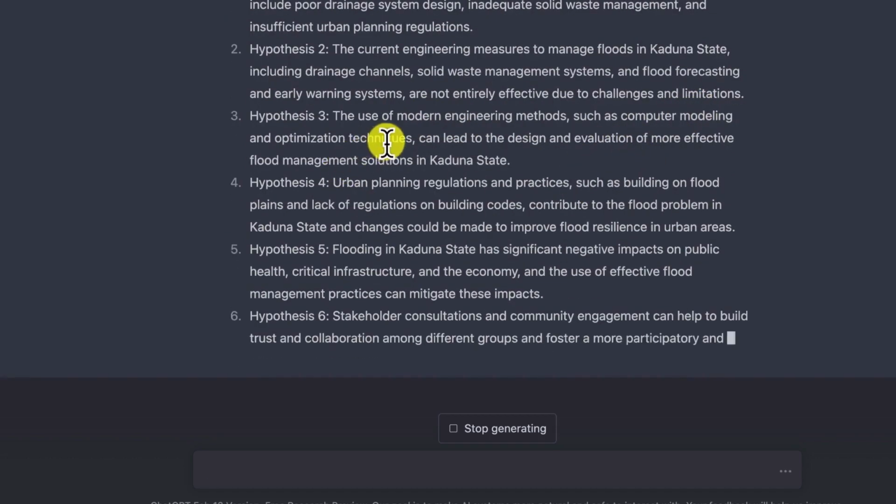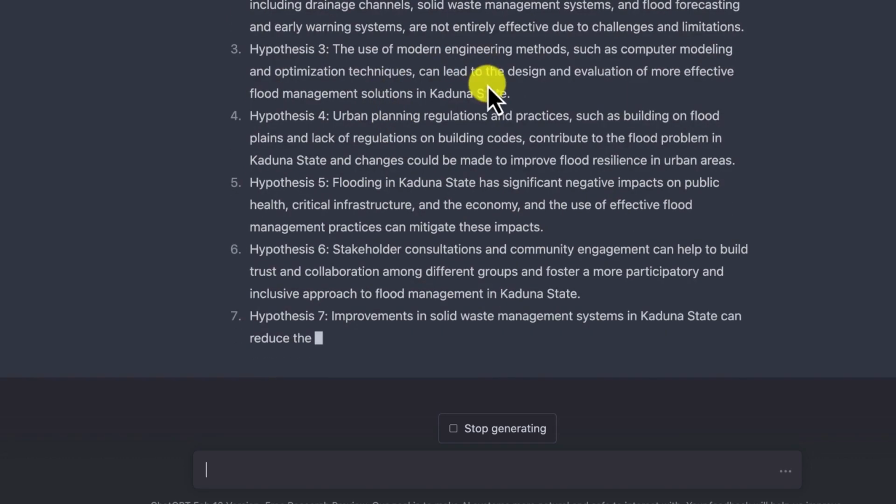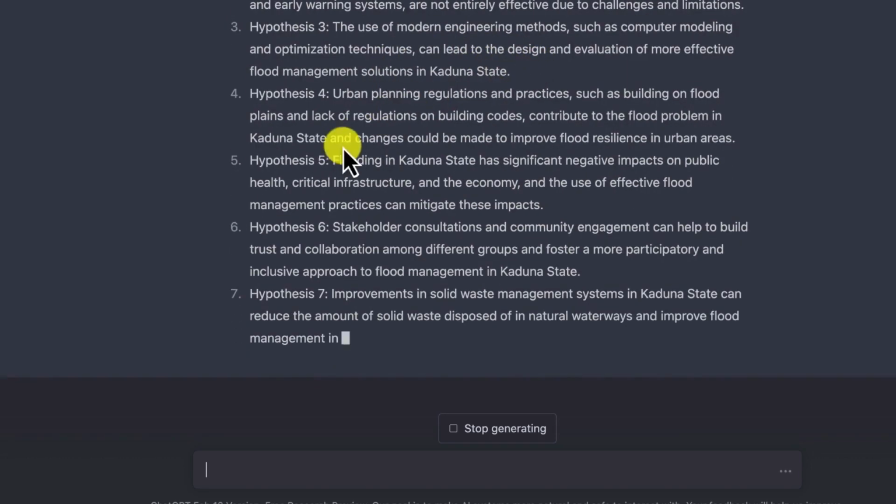You can see hypothesis number 3. You can limit the number if you want, or you can go ahead. The use of modern engineering methods such as computer modeling and optimization can lead to design and evaluation of more effective flood management solutions in Kaduna State. You can see hypothesis number 4, 5, 6, 7, up to 7. You see, improvement in solid waste management in Kaduna State can reduce the amount of solid waste.